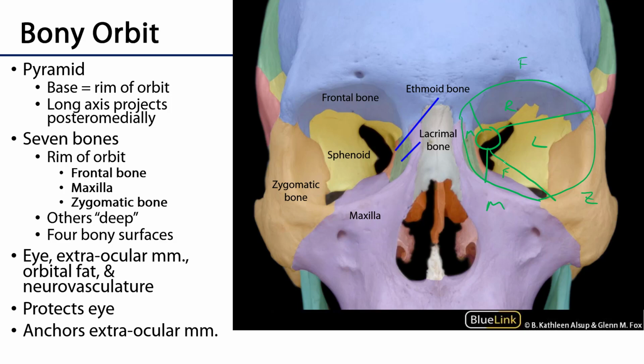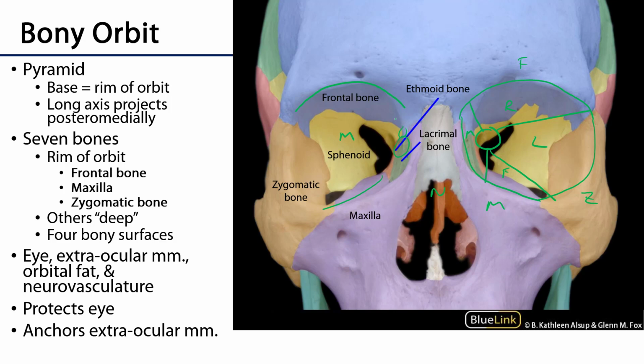It's probably best to take a moment and appreciate the relative relationships of the orbit to other regions of the skull. So for instance, the roof of the orbit is going to be in contact with the anterior cranial fossa, the lateral wall with the middle cranial fossa, the floor with the maxillary sinus, and the medial wall with the nasal cavity and some of the paranasal sinuses, in particular the ethmoidal air cells and the sphenoidal sinus, as we'll see.